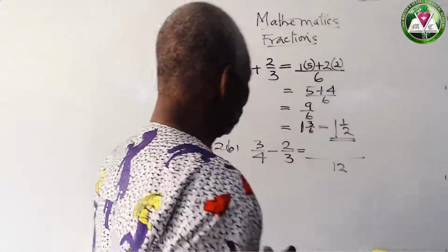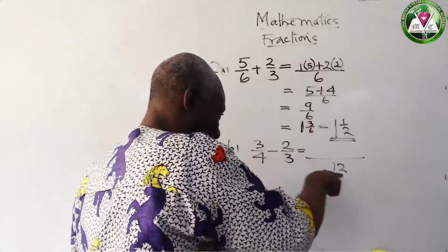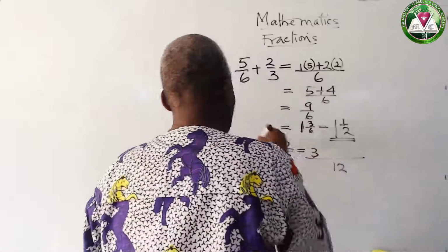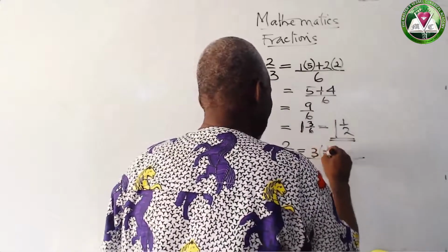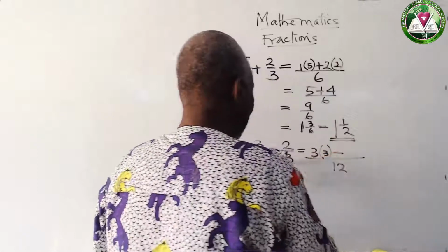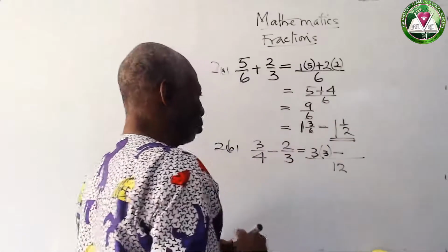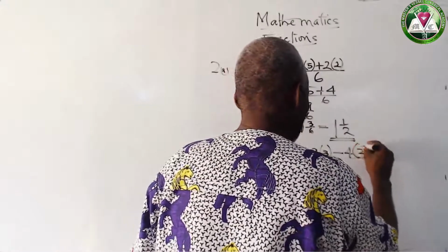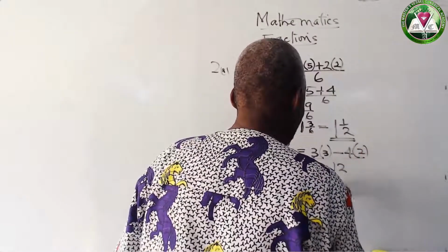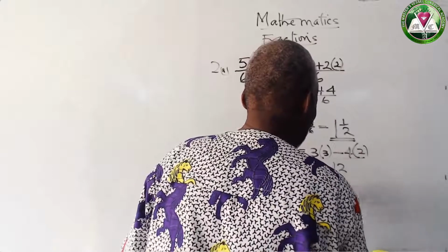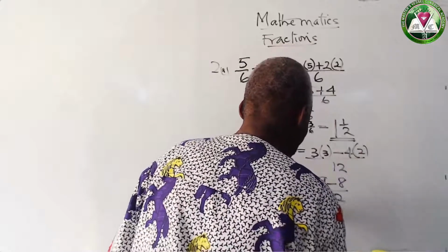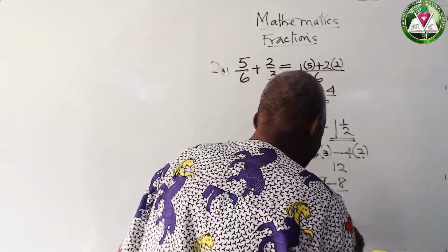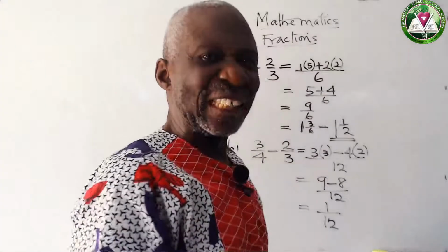And 4 will go into 12 3 times. This denominator here will go into this denominator 3 times. Let it be 3 there, but it will multiply the original numerator, which is 3. Minus 3 will go into this new denominator, and that will give us 4 times, but it has to multiply the original numerator, 2. If you do, you now have 9 minus 8 all over 12. Simplifying, that 9 minus 8 is 1 all over 12.